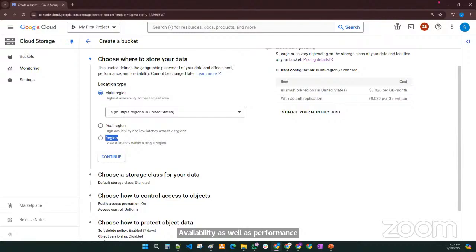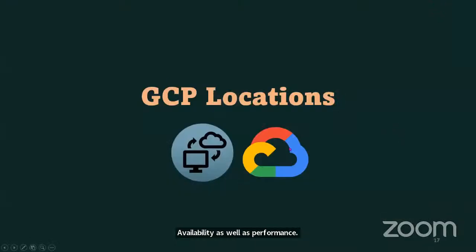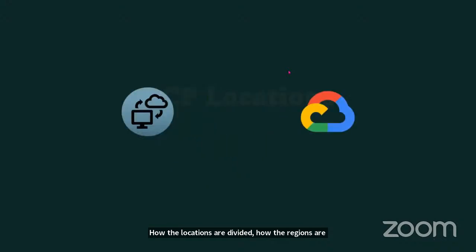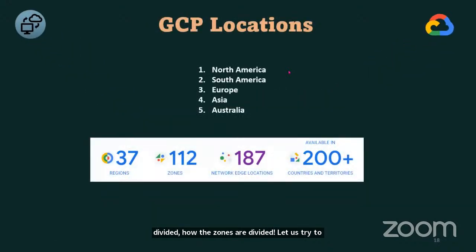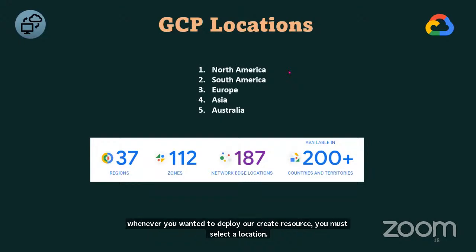So first we will come to our slides and try to understand what GCP locations are, why they are so important, what the terminology is inside Google Cloud Platform, and how the locations, regions, and zones are divided. Let us understand one by one. Now the context is clear: whenever you want to deploy or create a resource, you must select a location, otherwise it affects cost, performance, and availability.